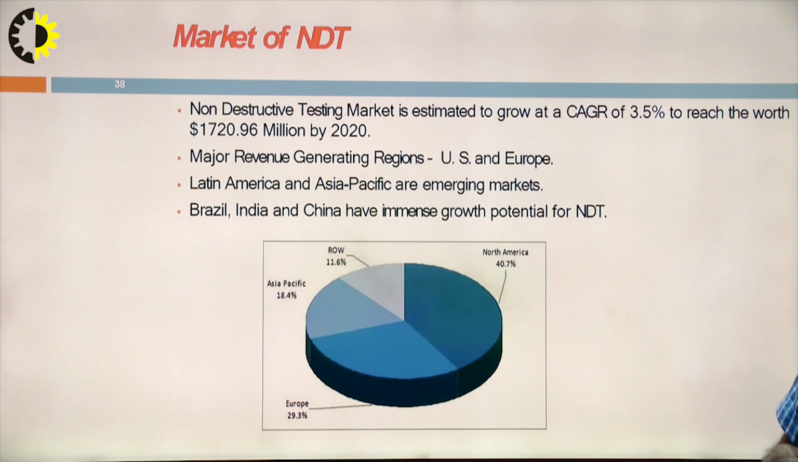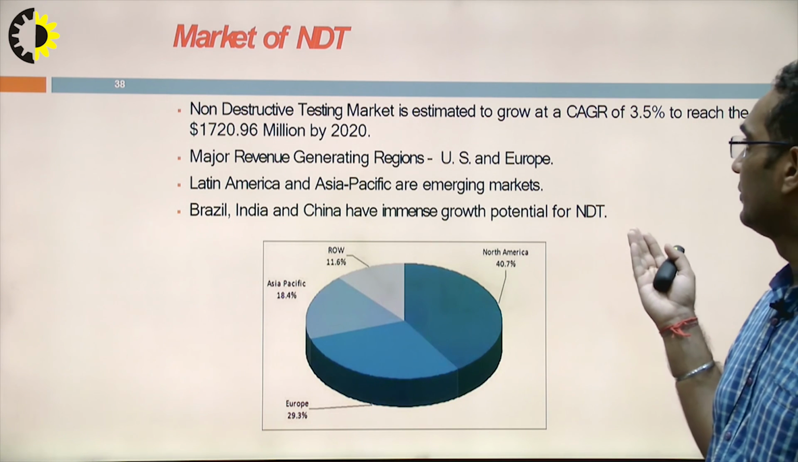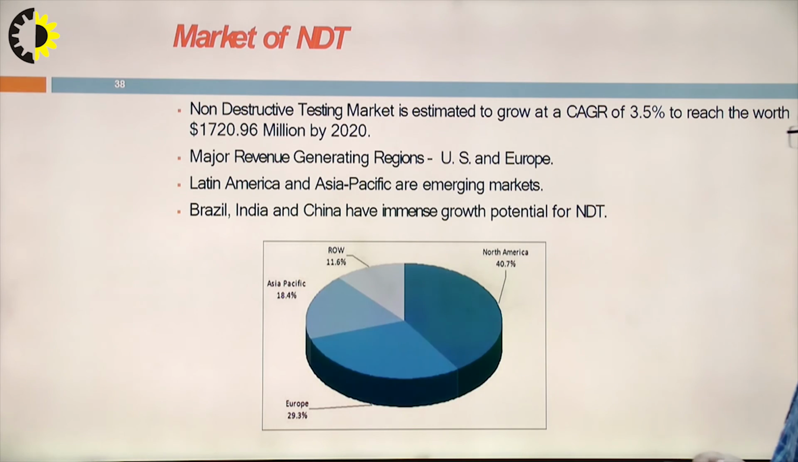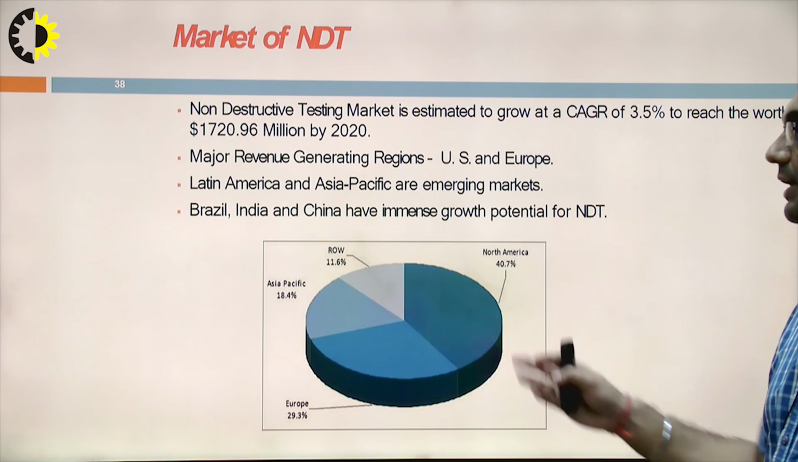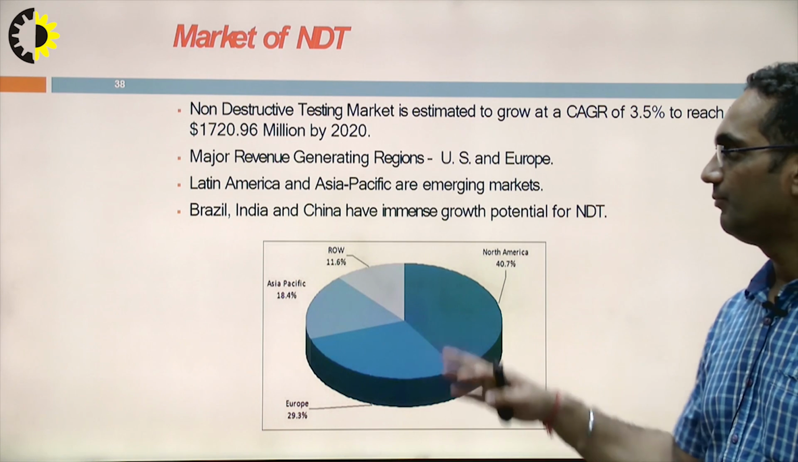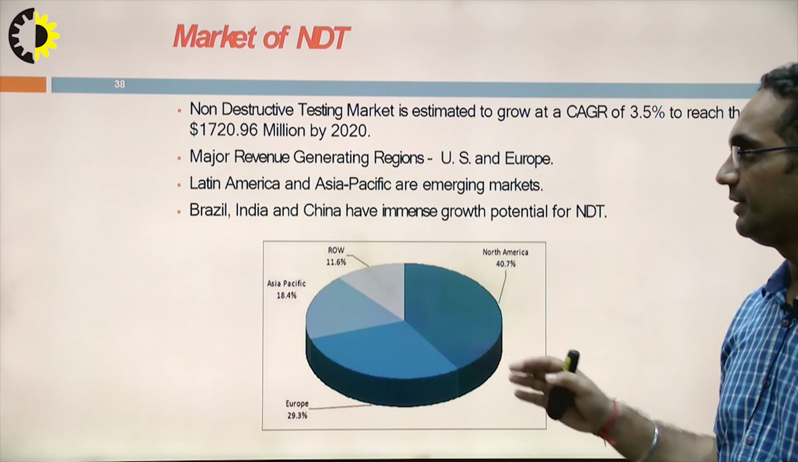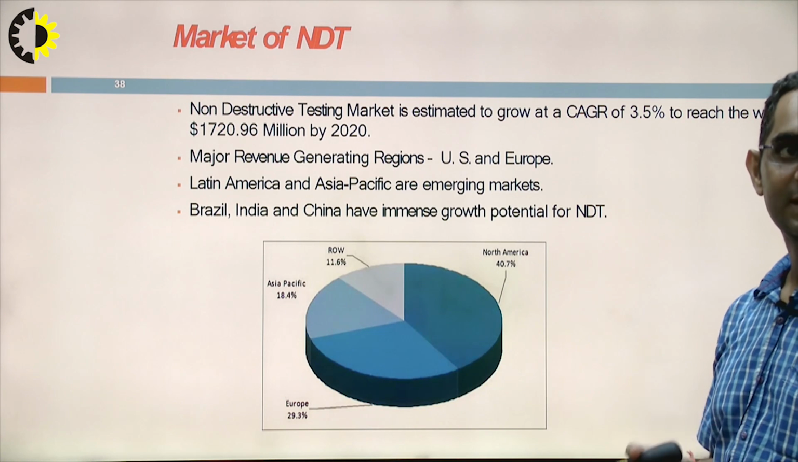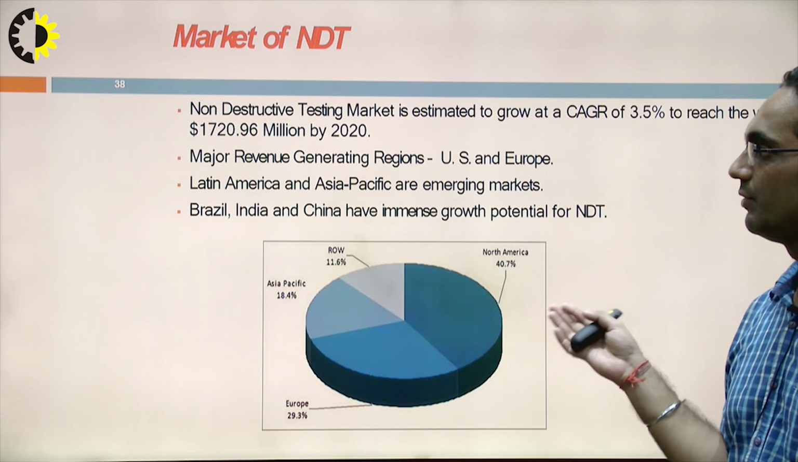Then next is the market of NDT. The non-destructive testing market is estimated to grow at a CAGR, or compounded annual growth rate, of 3.5% to reach a worth of 1720.96 million by 2020. So this is the market of NDT. Here we can estimate how vastly NDT is being used and growing day by day.